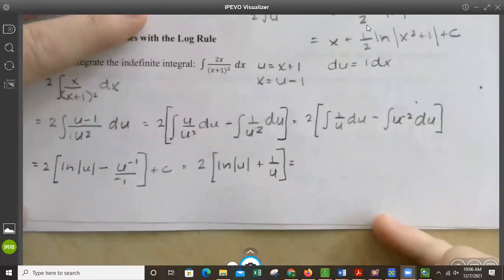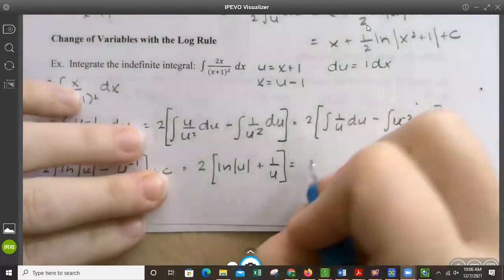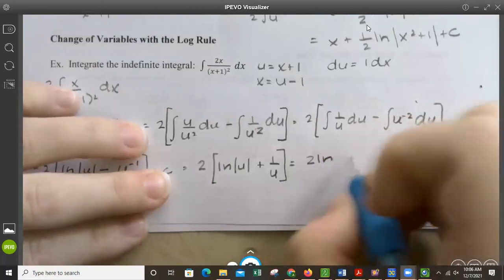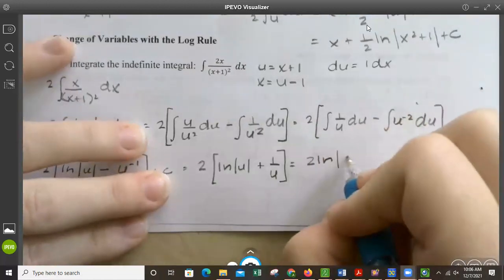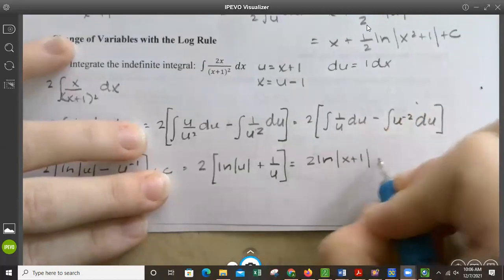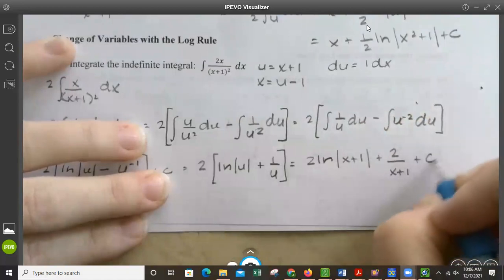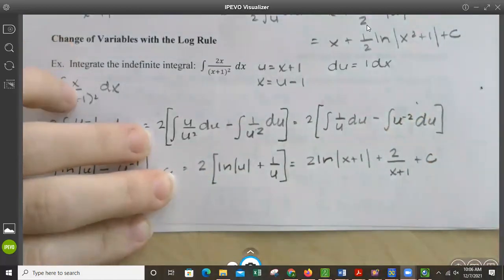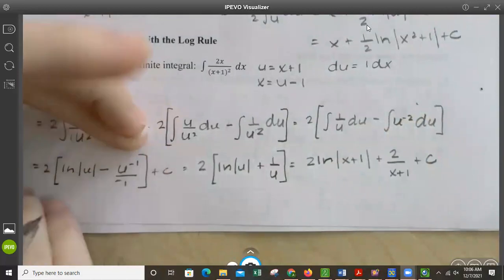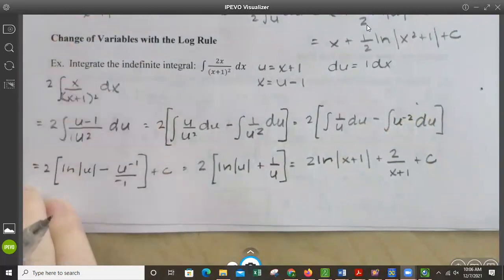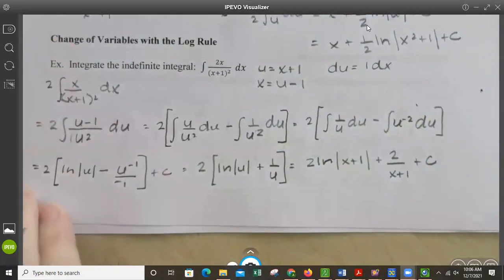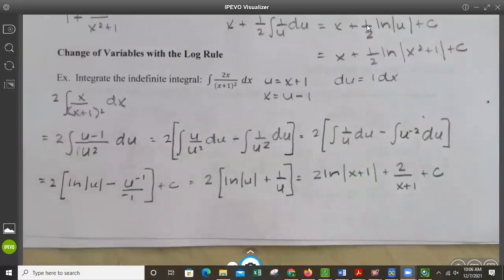Almost done. Plug in your u, distribute your 2. So 2 ln, what was u? X plus 1 plus 2 over u was x plus 1. And then make it general with a plus c. So not terrible, not terrible. How do you know you have to change the formula or change the variables when you have an x left over? Is everybody good? Okay.